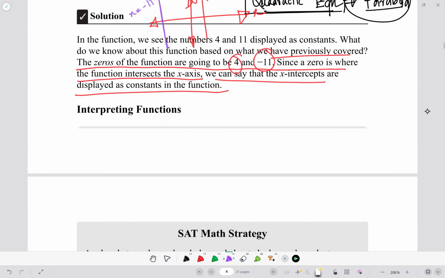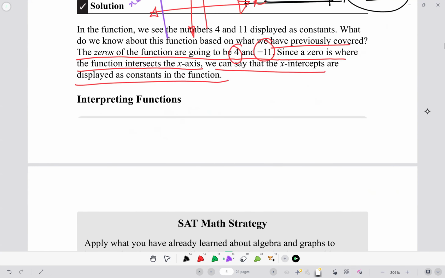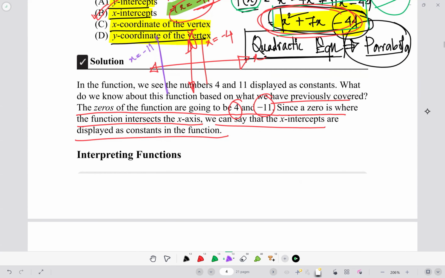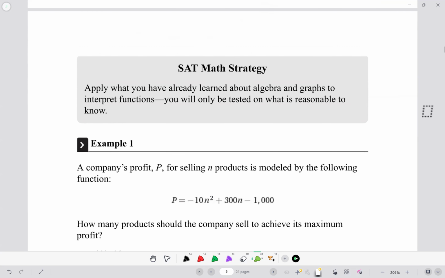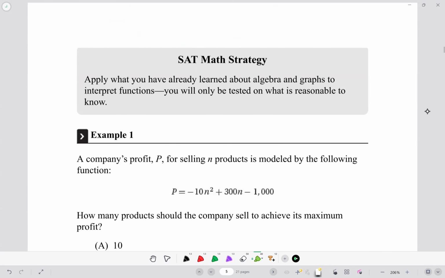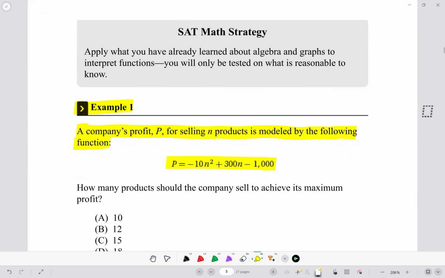Now, interpreting functions. I thought the class would be much easier for all of us, but the situation is not like this. I thought I would just give some overview, but I think we need time. Okay, example number one says that a company's profit P for selling n products is modeled by the following function: P equals negative 10n squared plus 3n minus 1000.